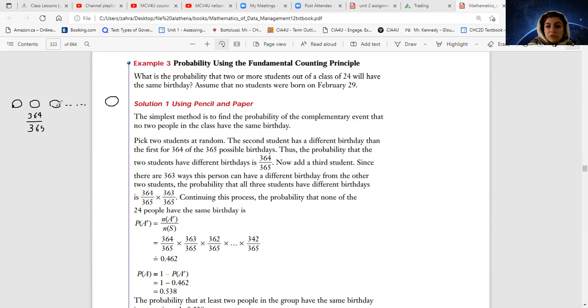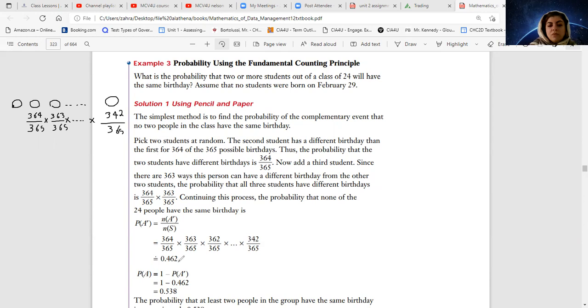Now, what is the probability that the third student does not have the same birthday as the others? Now 2 of the days are gone, so the days left are 363 divided by 365, and so on. The next student, 362 divided by 365, and so on. We can continue until the last one, which is 342 divided by 365. You just multiply all of this together, dot, dot, dot. You do it with your calculator.